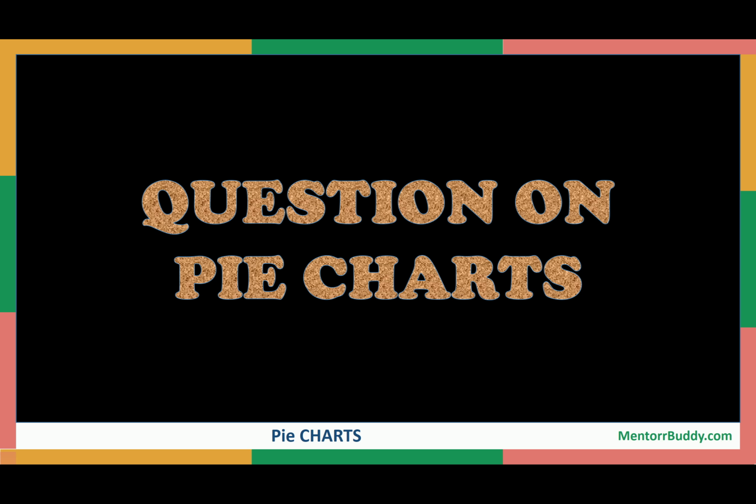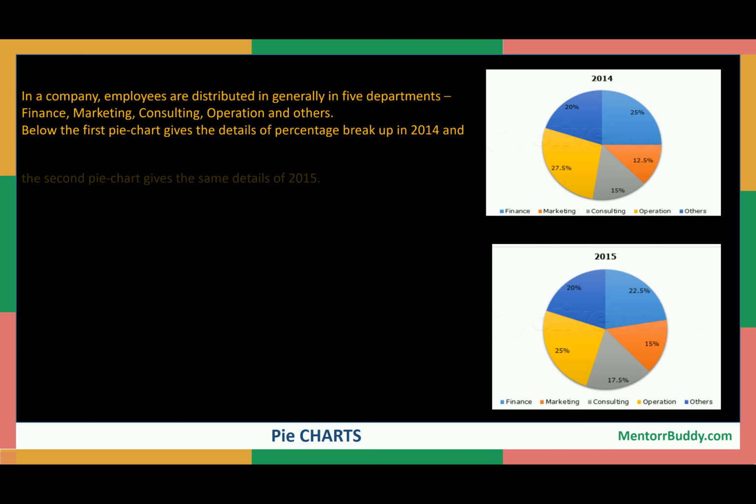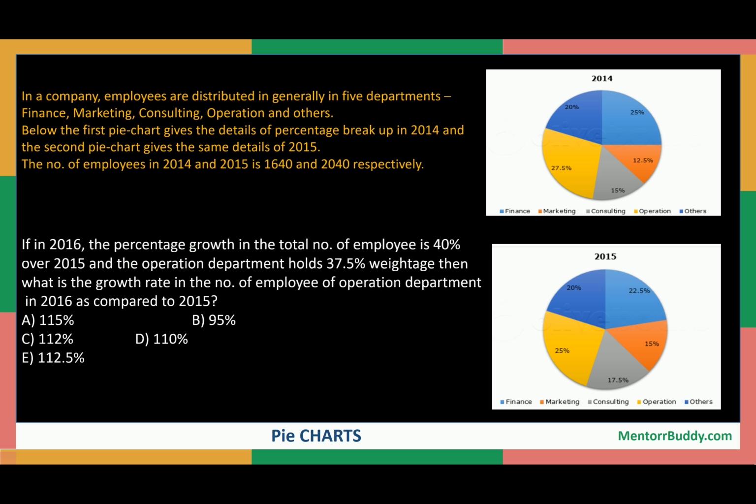Here we have a question based on pie charts. So let's quickly see a solution of it. It says in a company there are employees of different departments, and it shows the data of 2014 and 15 in terms of percentages. Now the question says that if in 2016 the percentage growth in the total number of employees is 40%, it means from 2015 to 2016 there is a growth of 40%, right?